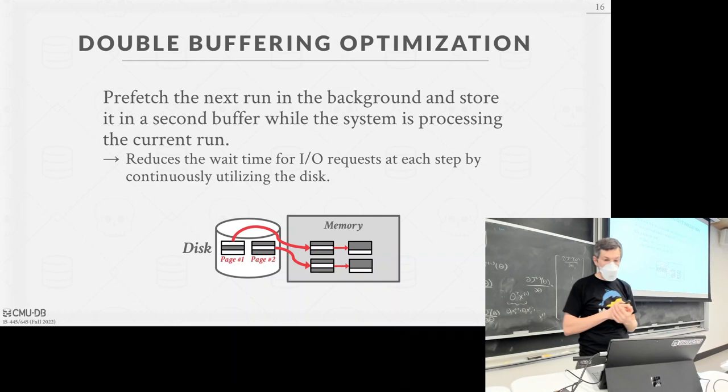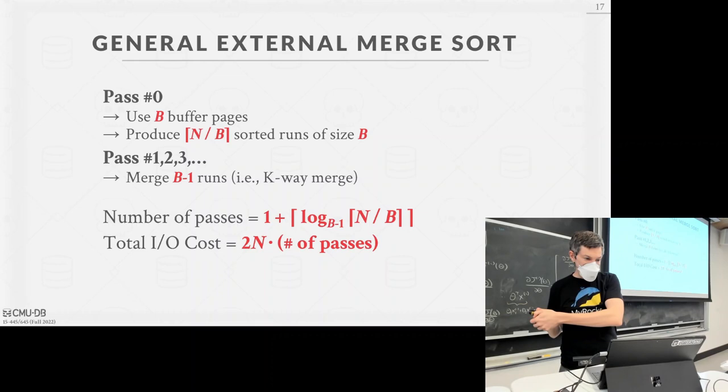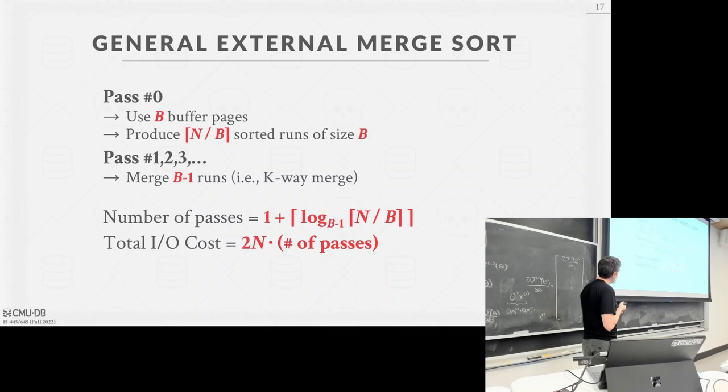So in general, the general external merge sort works exactly the same way, but now we include B as a constant to determine how many pages we're actually going to need. Again, in pass zero, we're always going to use all the buffer pool pages, because we're not doing any comparisons between sorted runs. It's always sorting a single chunk by itself and writing it out. So now we're going to generate the ceiling of N over B sorted runs of size B. And in the subsequent passes, we're always going to merge B minus one runs, because we always need exactly one output buffer to write things out.